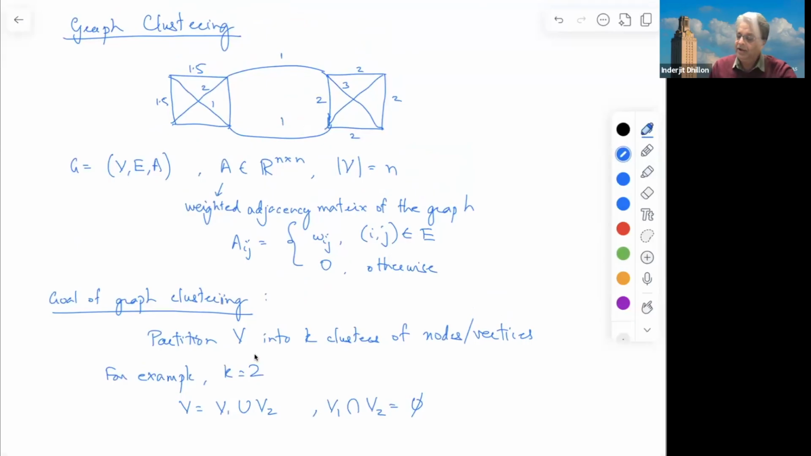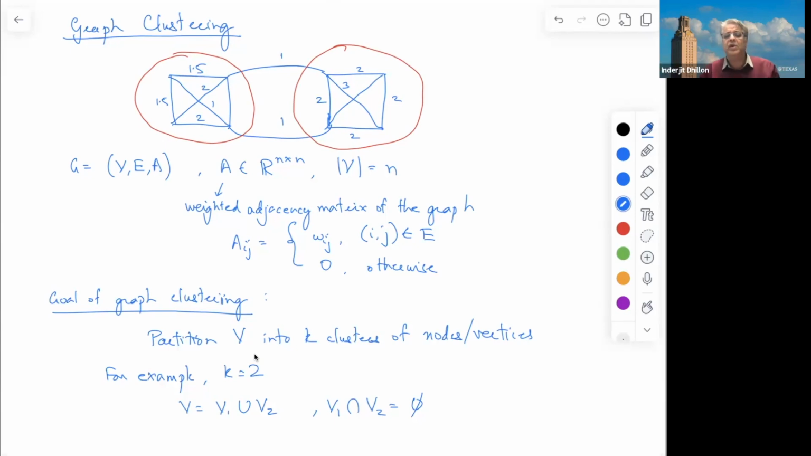In this graph above, if you think about the natural partitioning into two sets, this would be one set and this would be the other set, because you can see that the vertices on the left are more connected to each other than to vertices across the boundary. The way you can quantify it is this: suppose I bisect or cut the graph into two by removing these two edges. Then the weight of the edges that I have to cut is small.